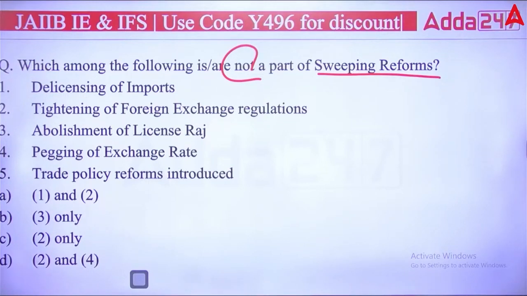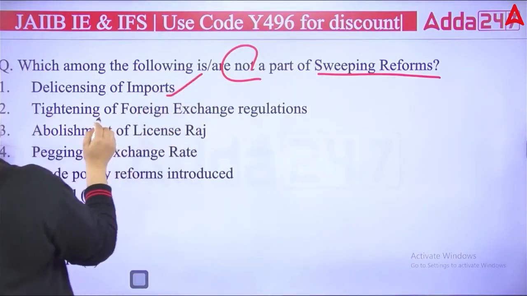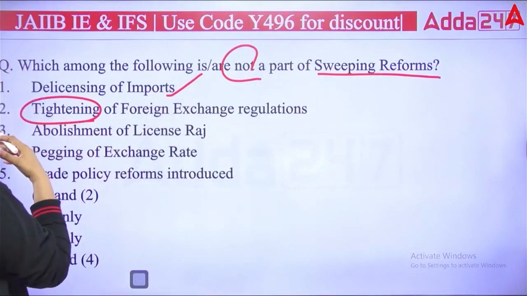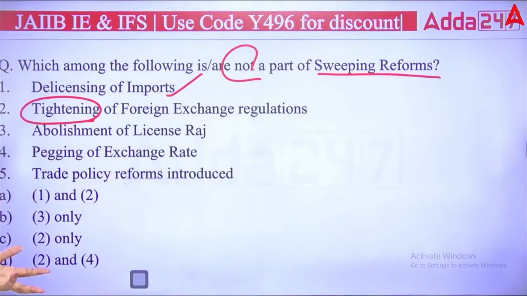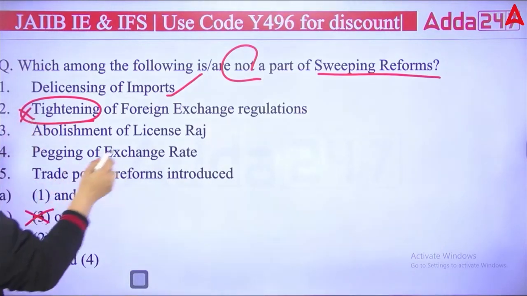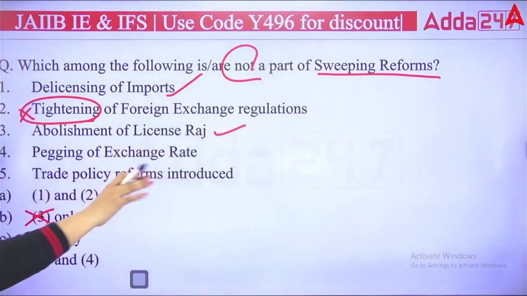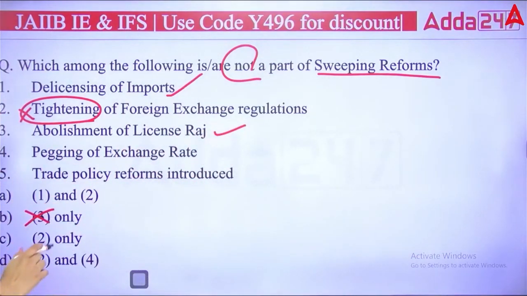Okay, so when it comes to the delicensing of imports that we have done, tightening of foreign exchange regulation, no, we have not. We do not have to tighten the regulation. We have to ease the regulation. So the second is not true. It means B cannot be the right answer because the second will be one of them. So B is eliminated. Now, abolishment of license Raj, that is true. We have abolished, we have eliminated the license Raj.